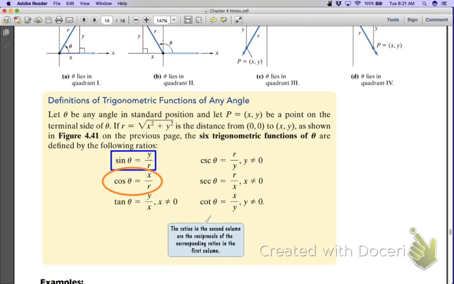Okay, bless you. And then down here, that little box in the gray where it says the ratios in the second column are just the reciprocals. We already know that. We've already talked about it. It hasn't changed since we started. The easiest way to think of it is r is the hypotenuse of your triangle.